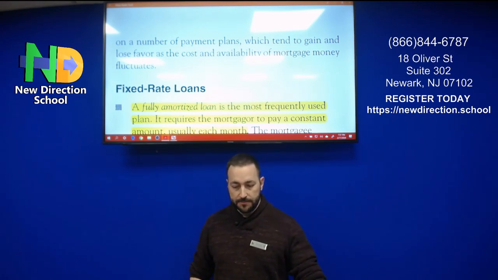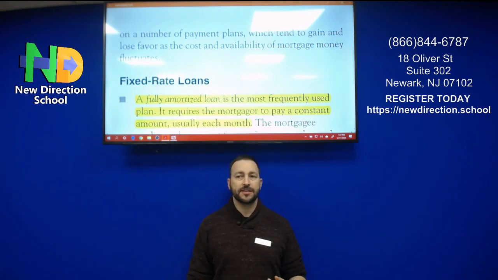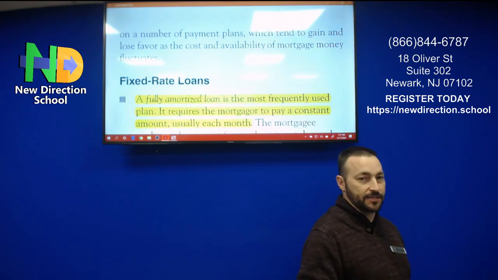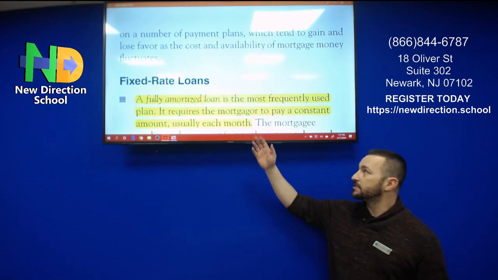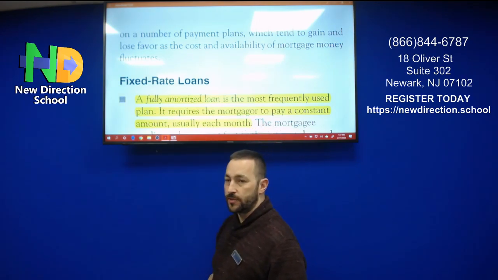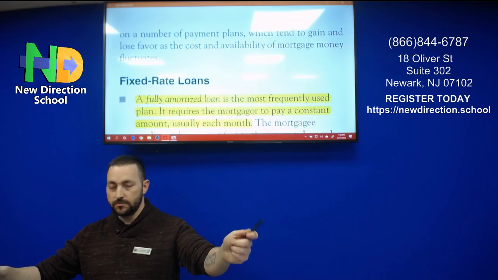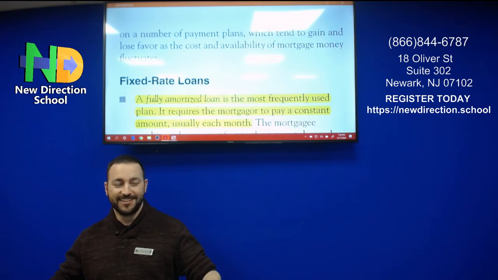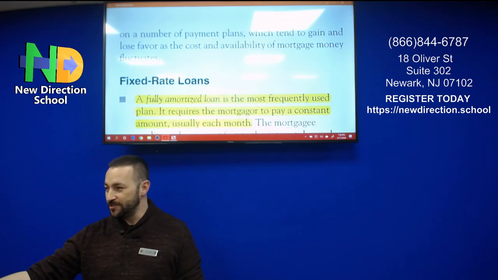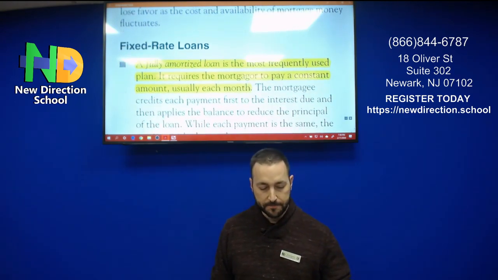So we start with fully amortized loan. A fully amortized loan is the most frequently used plan. That's what most people know, because it requires the mortgagor to pay a constant amount usually each month. Who is the mortgagor? Say it. Me. You are the mortgagor? Us. The borrower, the owner, is the mortgagor. Who's the mortgagee? The lender.